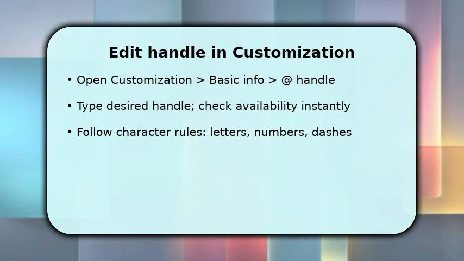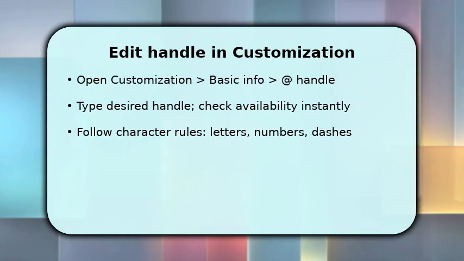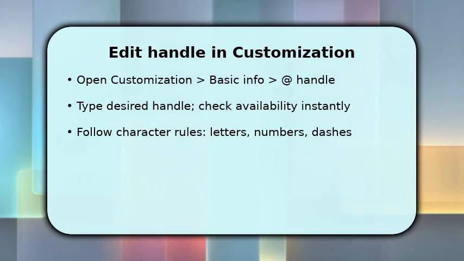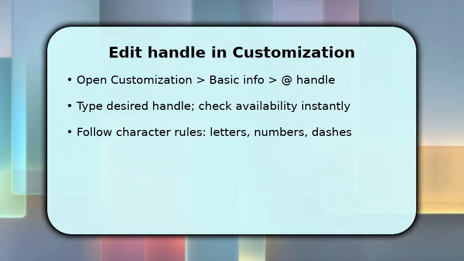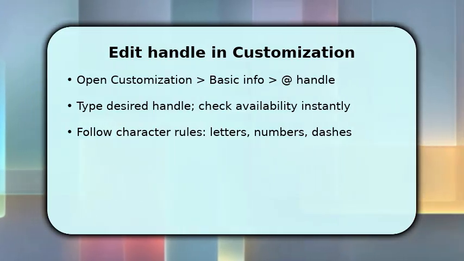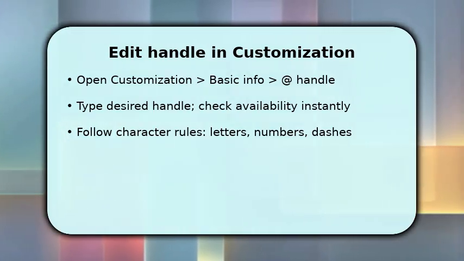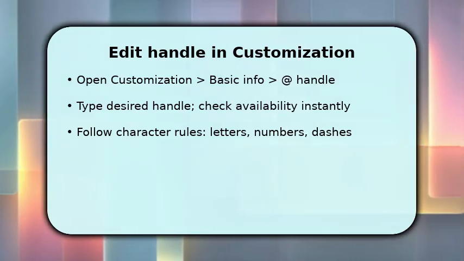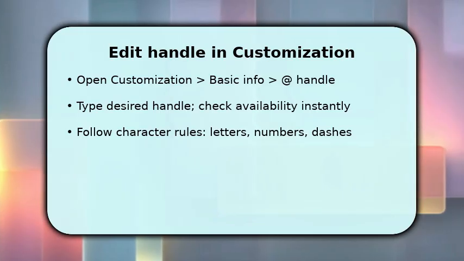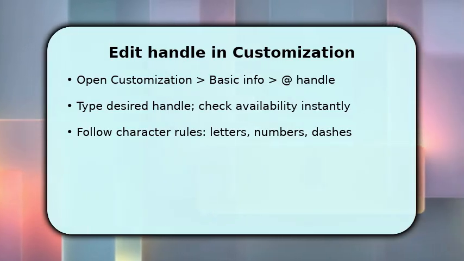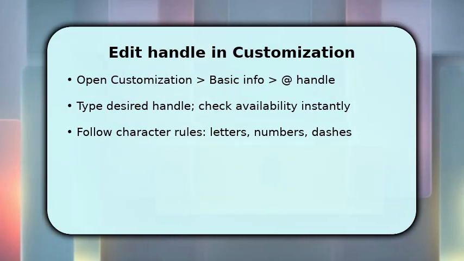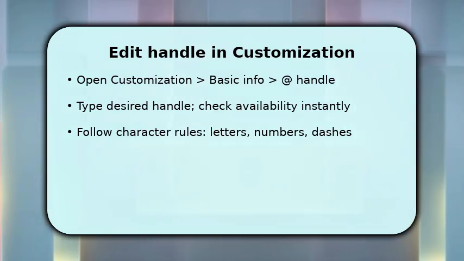Now edit your handle inside Customization under Basic Info. Click the @ field and type the new handle you want. You'll see availability in real time. If it's taken, try small variations or add numbers. YouTube enforces length and character rules, so avoid spaces or special symbols. Once you pick an available handle, explain to yourself why it fits your brand and how it's easier for viewers to find you. After confirming, click Publish to save, because unsaved changes will be lost.